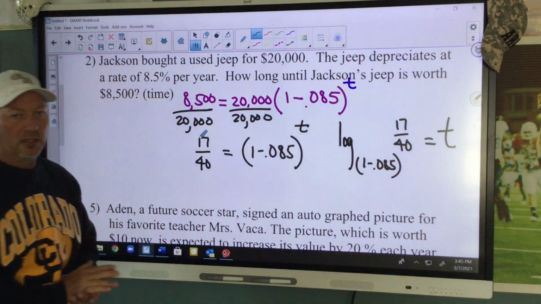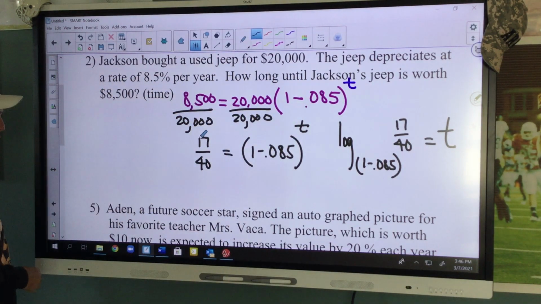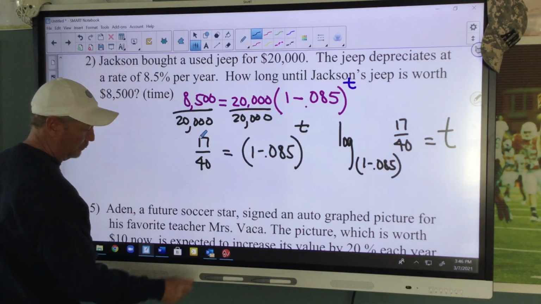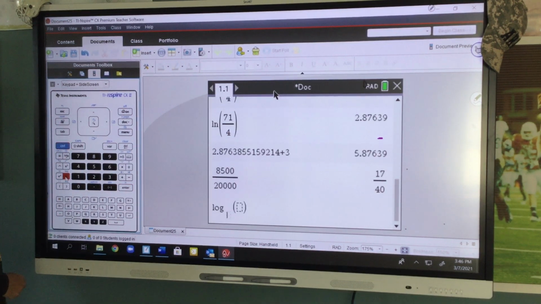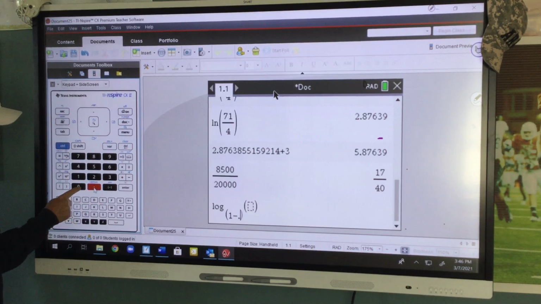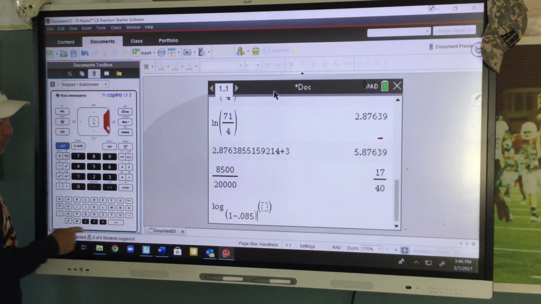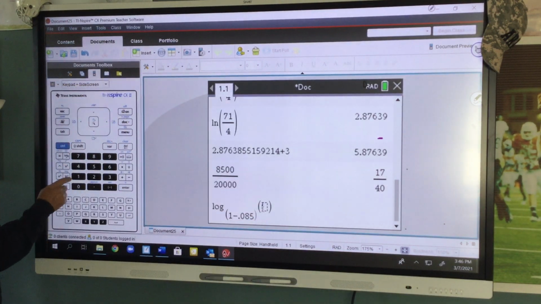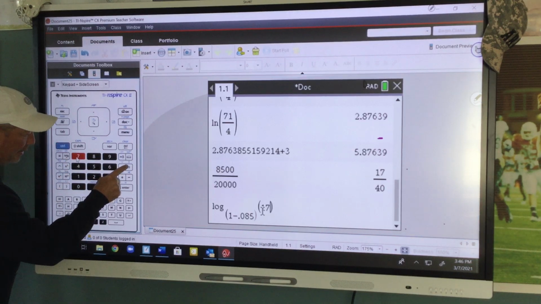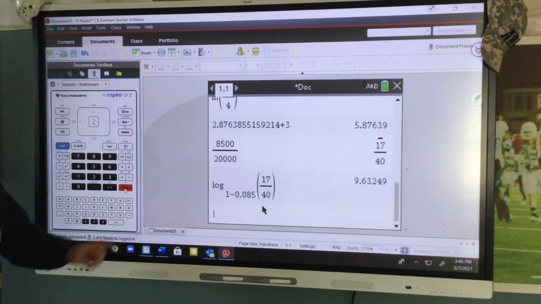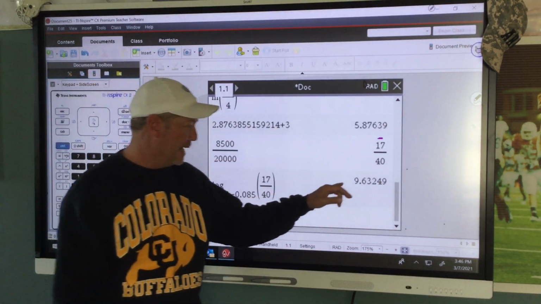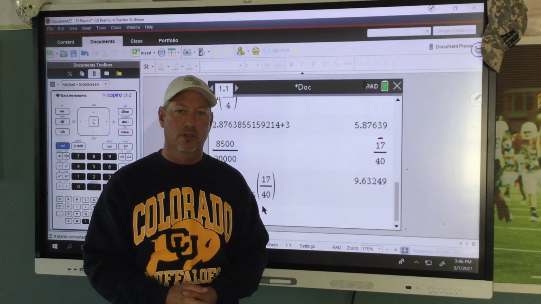So we're going to put that in our calculator. Log base 1 minus 0.085. Control log, okay? Log of 1 minus 0.085. And then we're going to cursor over into the box. And we're going to say 17 divided by 40. And we're going to hit enter, and there's our time. And it's going to take 9.6 something years, okay?